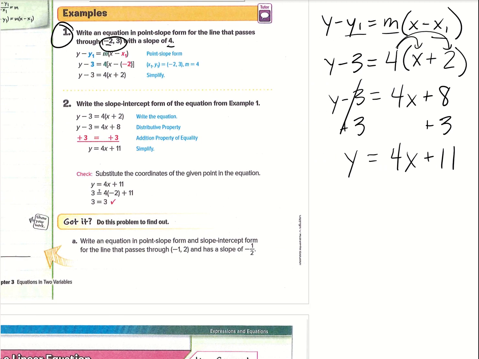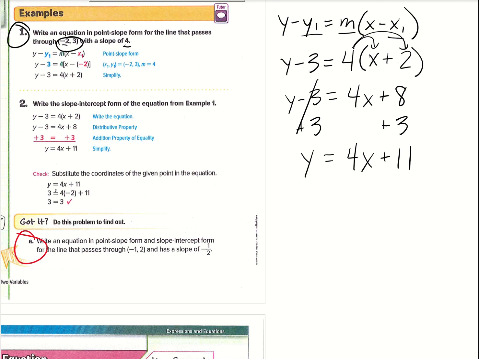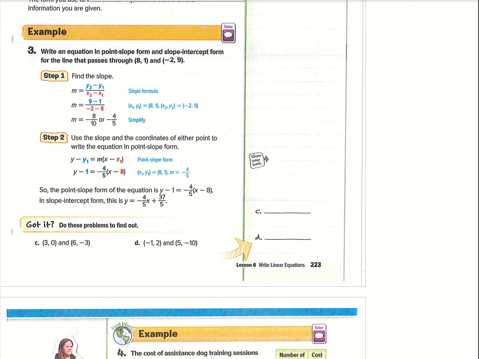Go ahead and try out Got It Problem A and see if you can do this yourself. If you need to, go back in the video and rewatch how I did example 1, just to make sure that you have this down. This is a really good thing for you to know how to do. Now we can look at example 3. This is kind of the same idea.